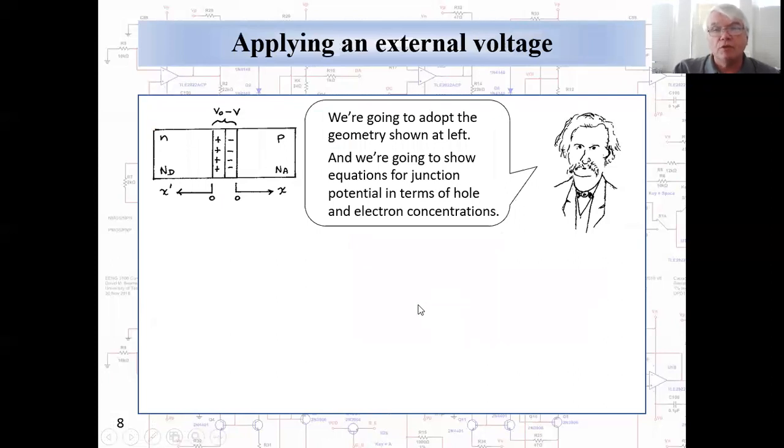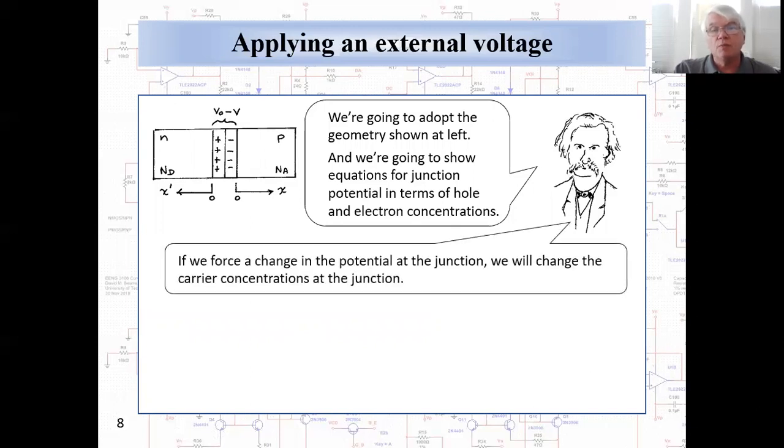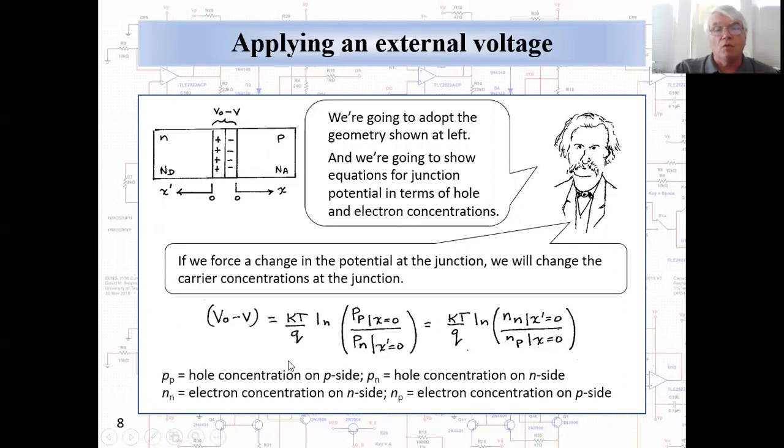We're going to adopt the geometry shown here on the left, and we're going to show equations for junction potential in terms of hole and electron concentrations on either side of the junction. If we force a change in the potential at the junction, we will change the carrier concentrations at the junction. So V0 minus V is kT over q times the natural logarithm of the hole concentration on the P side to the hole concentration on the N side. And that's also equal to kT over q times the natural logarithm of the electron concentration on the N side divided by the electron concentration on the P side.